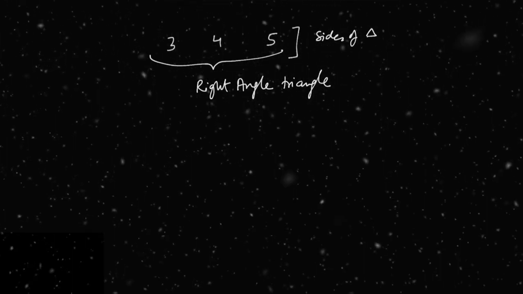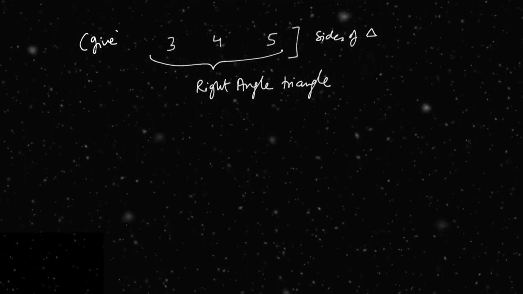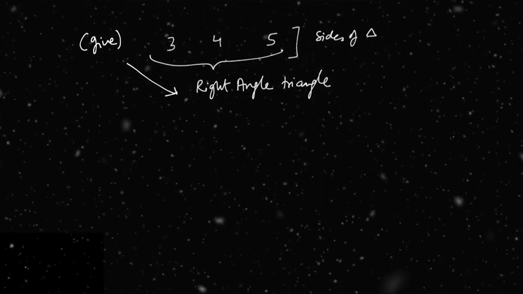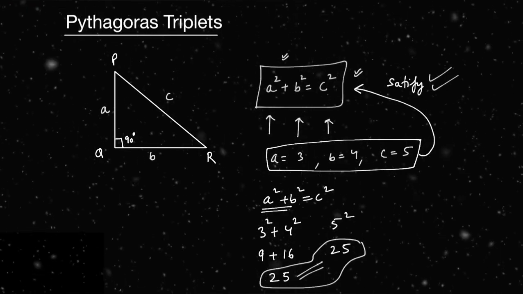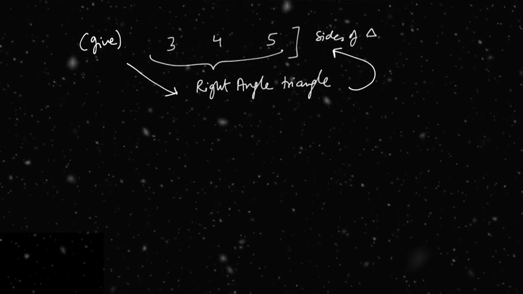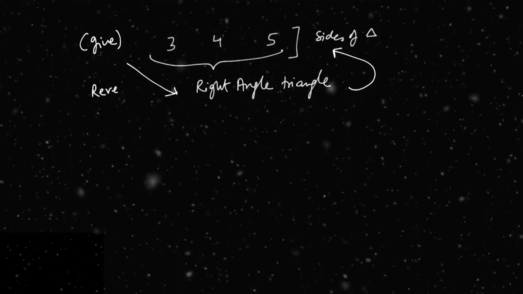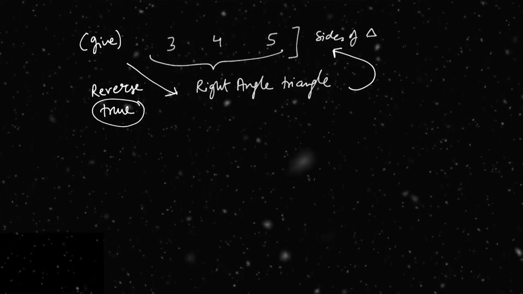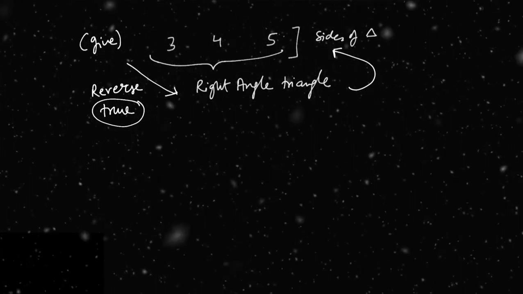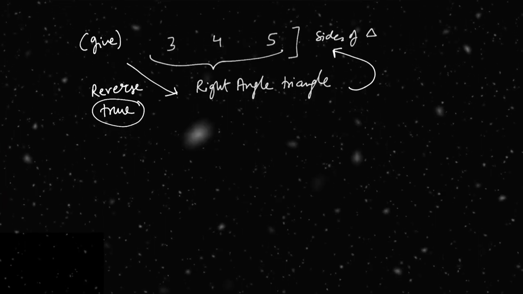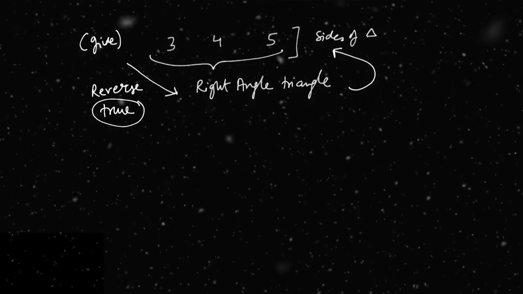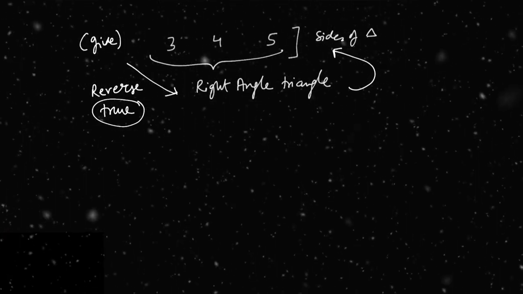Now the question is, the triplet is already given to you, right? And from this given part you have to reach the right angle triangle. Previously we studied that if a right angle triangle is given, then how we reach the triplets. Now we need to find that if triplets are given, then how we will find the right angle triangle. We have to find the reverse. So let us find the understanding behind this, and how we get a right angle triangle from these triplets.